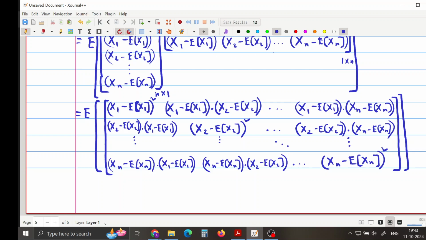And what about the off diagonal elements? Say this off diagonal element, the 1 comma 2th element. What is this? This is nothing but this term here. Your capital X was the random vector and it had x1, x2, all the way till xn as its entries. So x1, x2, all the way till xn, they are random variables individually. And for random variables, remember the definition of covariance.